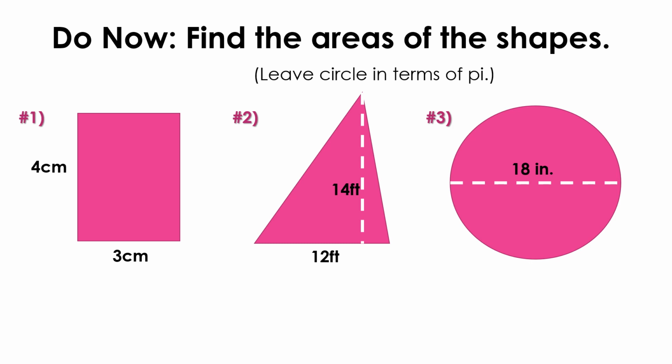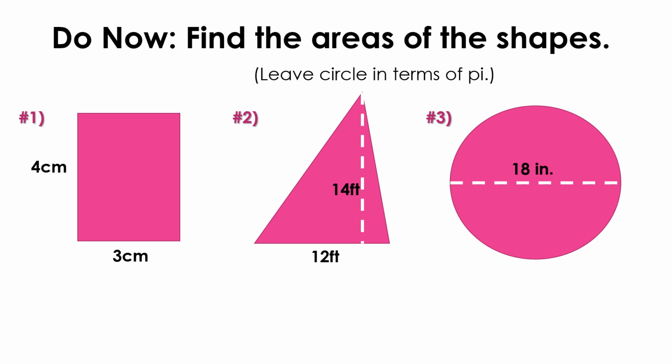All right, so for our do now, and this will just be a short review, go ahead and find the areas of the shapes and leave number 3 in terms of pi. So pause here, take a minute, figure out these areas really quickly, and then check your answers with me.